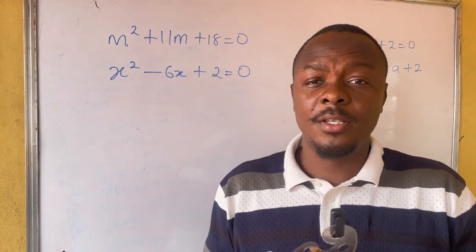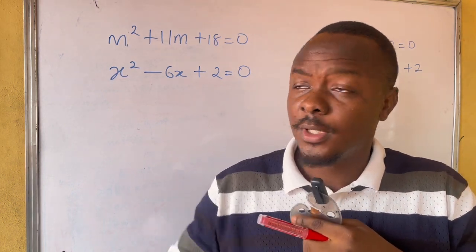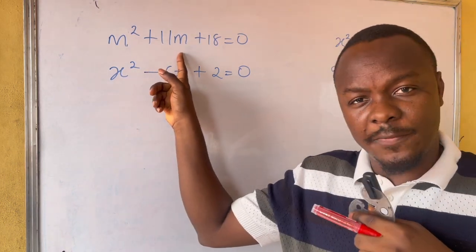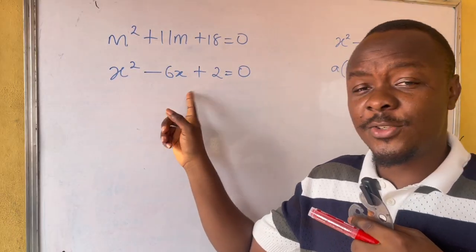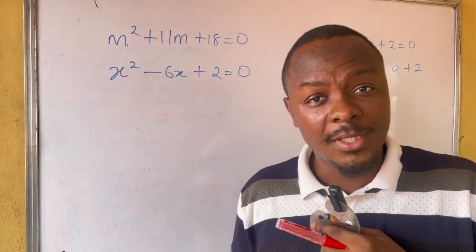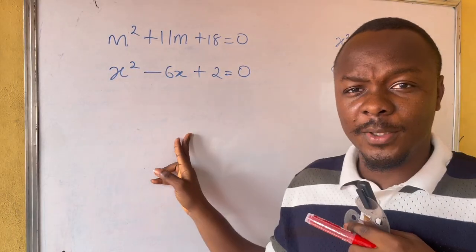Not every equation is factorable. This one you can factorize. But if you try to factorize this one, you'll be there forever. So, how do we solve this kind of problem?